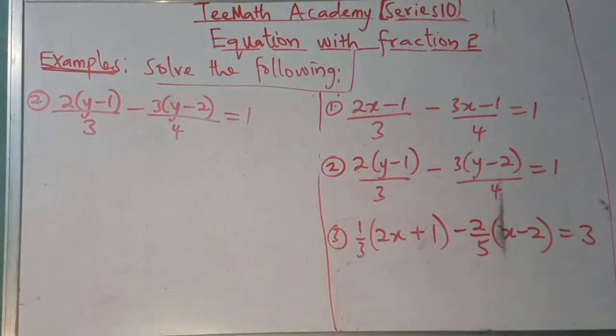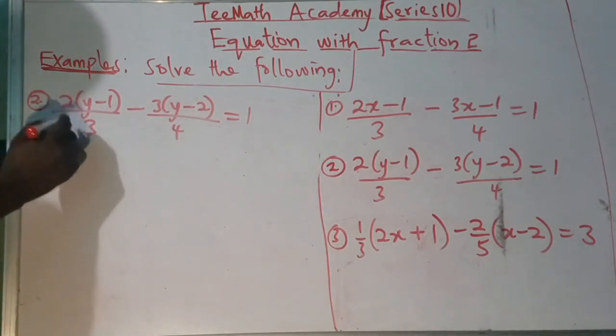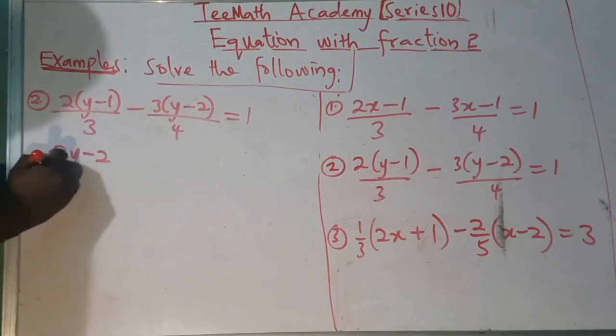Okay, now I told you in series 5 that when you see a bracket, the first thing is to remove the bracket. So we are going to remove our bracket here. So that will be 2 times y, that is 2y. 2 times minus 1 is minus 2, all over 3.